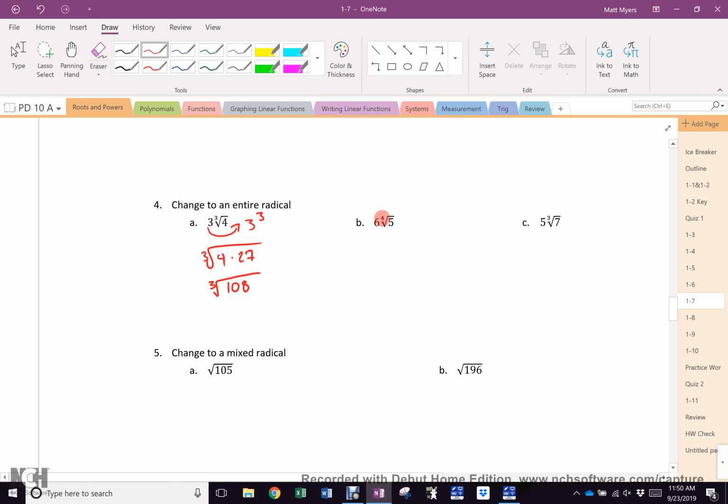6 to the 4th. What does that mean? That means it's 5 times 6 to the 4th. Now 6 to the 4th is 1,296. Times 5 is 6,480. And 5 cube root 7 is, of course, 7 times 5 cubed, which is 7 times 125, which is the cube root of 875.